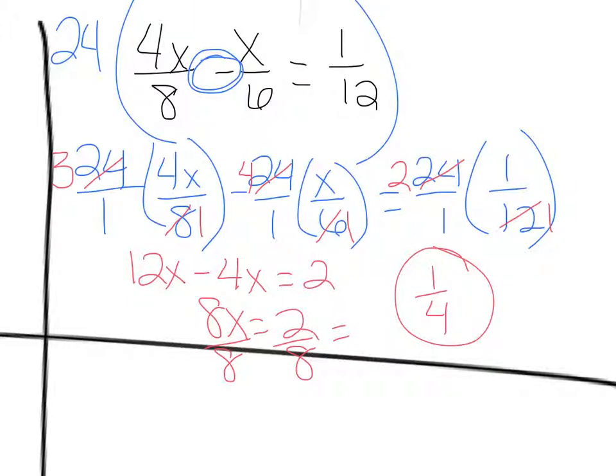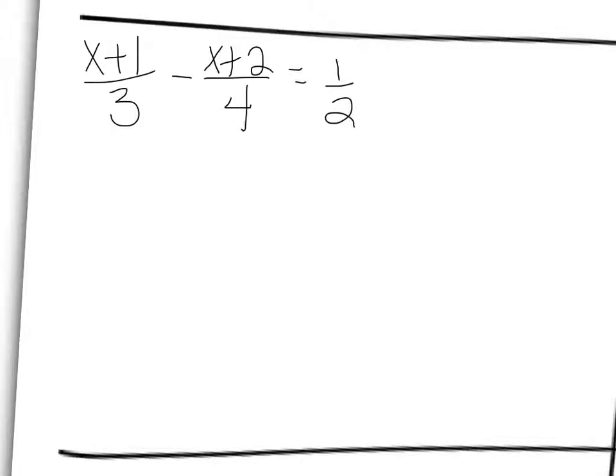Let's do one more together, and then I'll give you guys one to try out on your own. Let's do x plus 1 over 3 minus x plus 2 over 4 equals 1/2. What is my least common denominator between all of my fractions? 12.